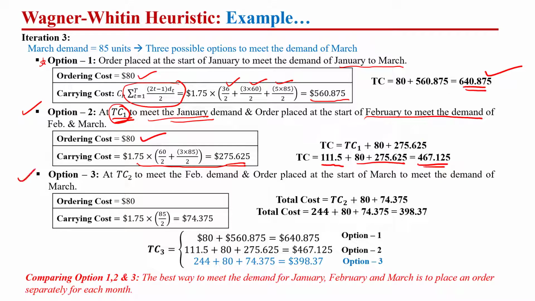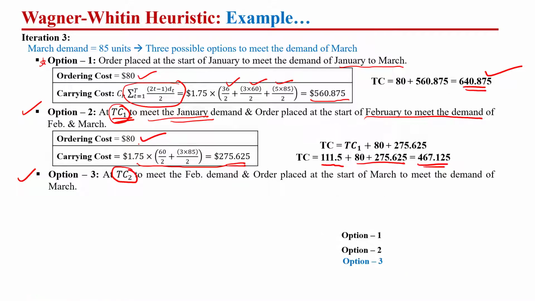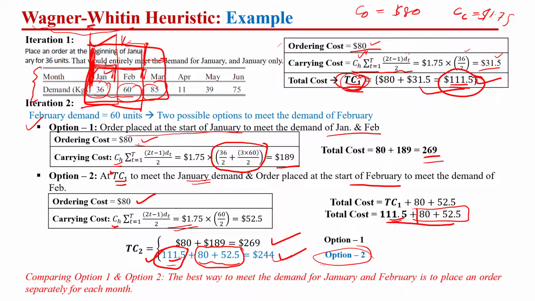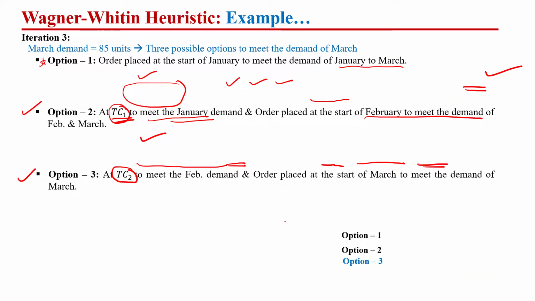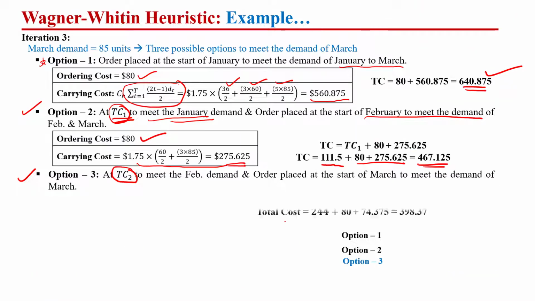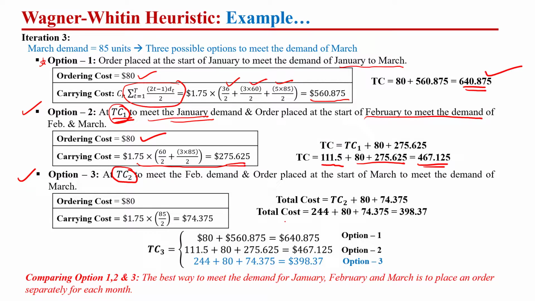And then we have option number 3. Option number 3 is basically indicating that T2 is the optimum cost, which means in iteration number 2, what is the smallest cost we have? That is this one, which is 244. So T2 is basically indicating the total cost until the demand of February is met, right? That means we only need to decide whether we should place the order at the start of March in order to meet the demand of March.